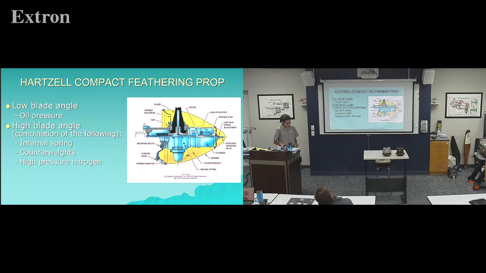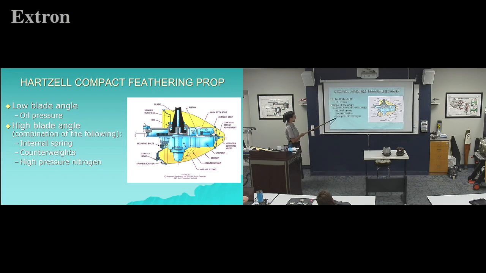So this is a specific prop that your textbook would talk about, a Hartzell compact feathering prop. They found cool ways to make the hub a little smaller than normal feathering props. Low blade angle, oil pressure takes it to low blade angle like normal. High blade angle, internal spring counterweights. Now we're adding something in.